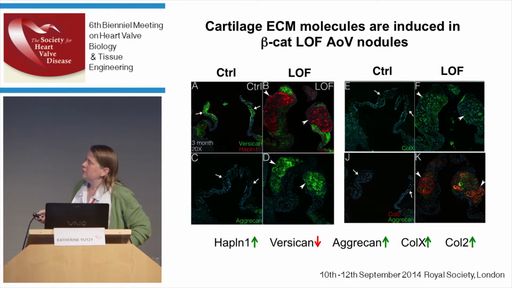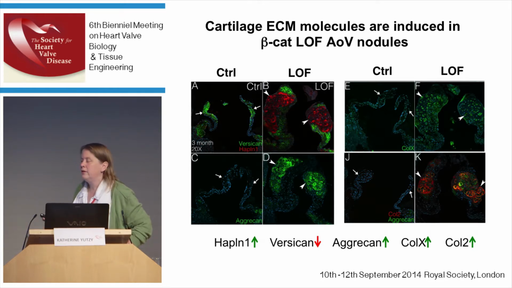And then there also seems to be a big switch in the proteoglycans. So normally the versican is the predominant proteoglycan in these valves. In the nodules, we don't see very much versican, but again, we see a lot of this cartilage link protein, and we see a huge induction of aggrecan, which is not normally supposed to be expressed in these valves. So again, we think this is an induction of the chondrogenic gene program.